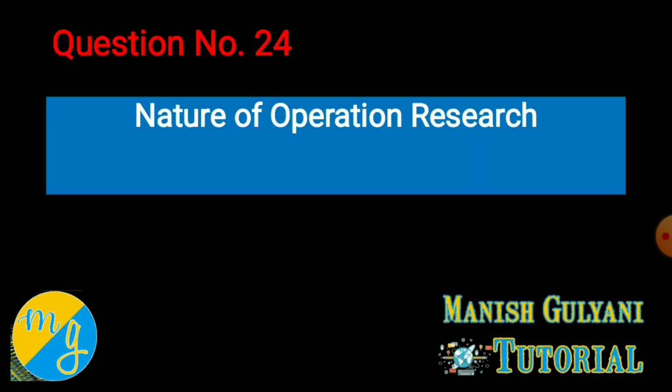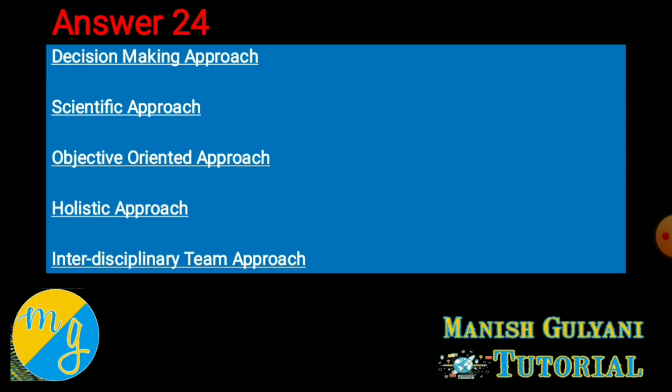Now, nature of operation research, characteristics of operation research. There are mainly five characteristics of operation research. One is the decision making approach. Under decision making approach, you have to apply the whole decision making process. Firstly, identify the problem, search alternatives, then evaluate, then choose the best one, then implement and follow up. So that's why it's called decision making approach.